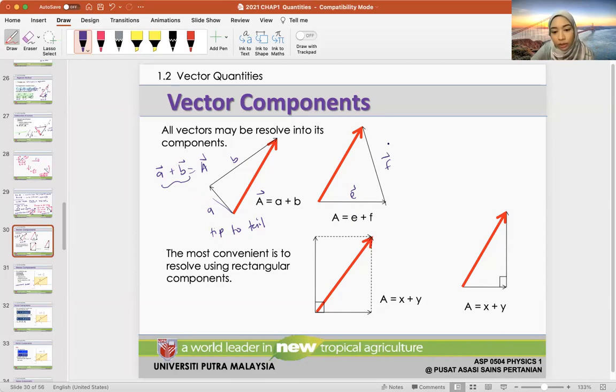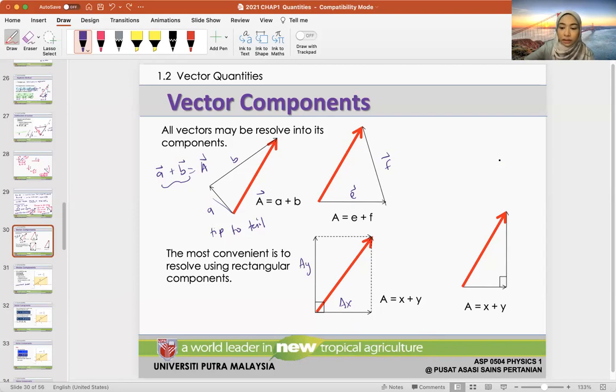But the one that we are going to use is breaking it down into its x and its y component. There's no E, no F, it's only x and y. So this is ax, a subscript x, and a subscript y, or you can just call it ax and ay. Okay, so how do we find ax and ay?